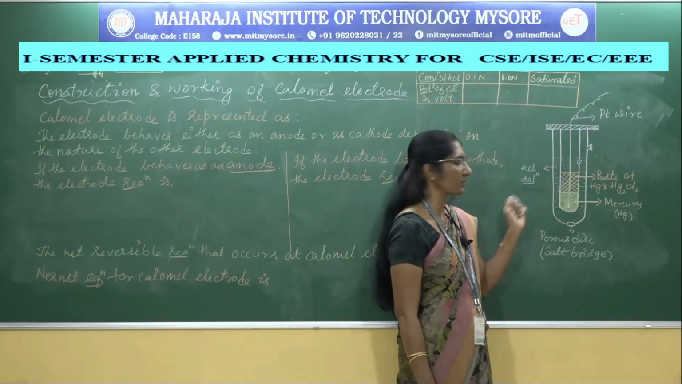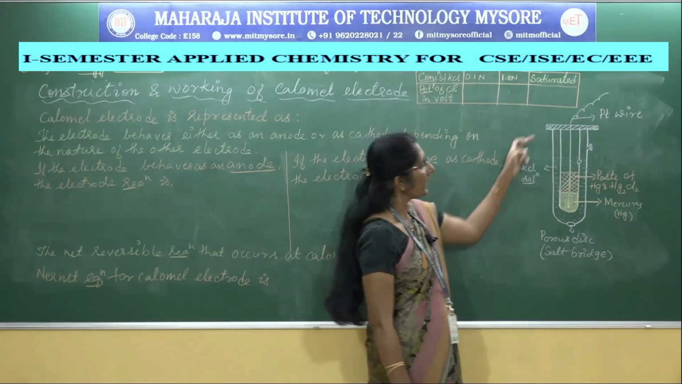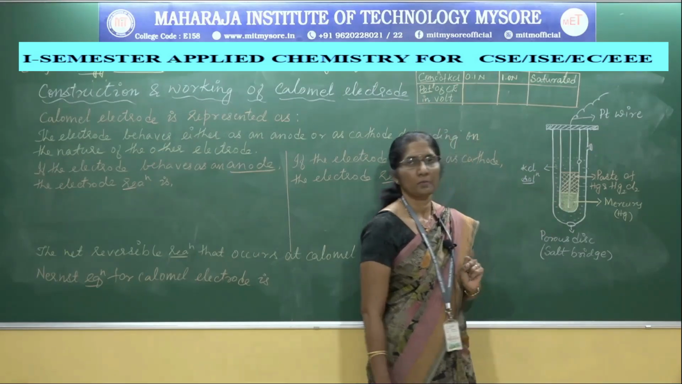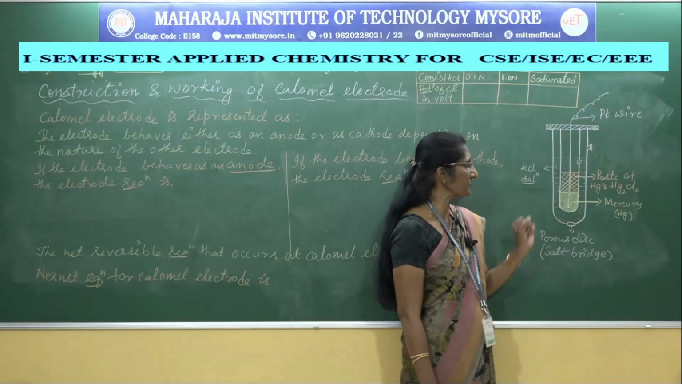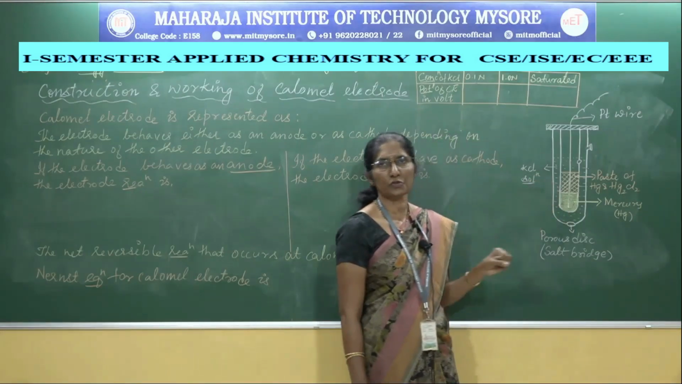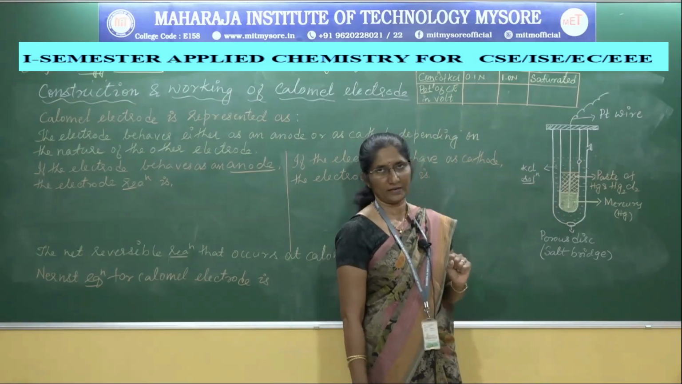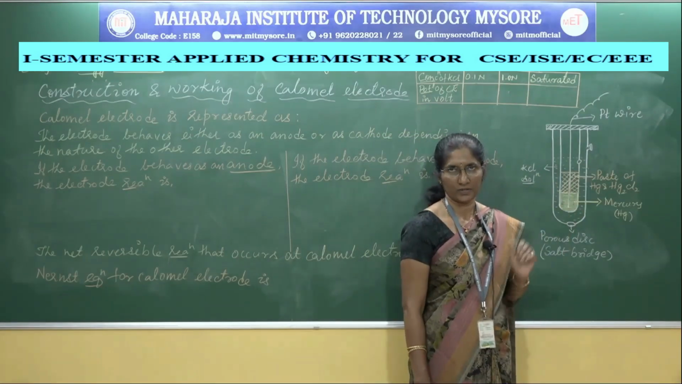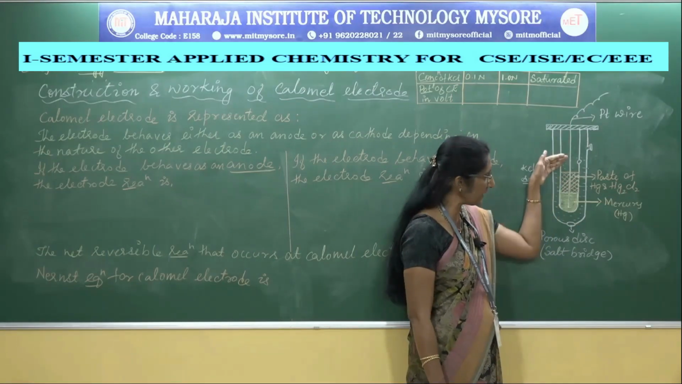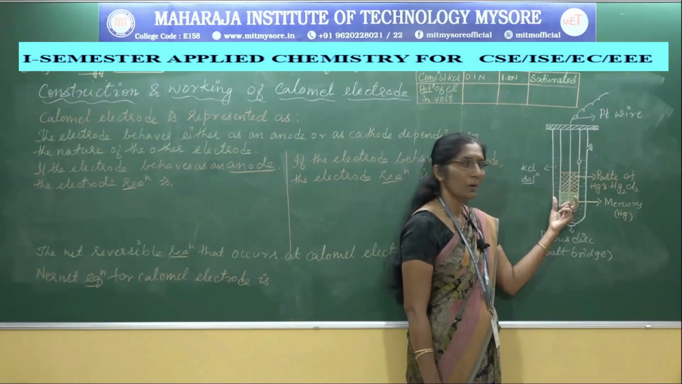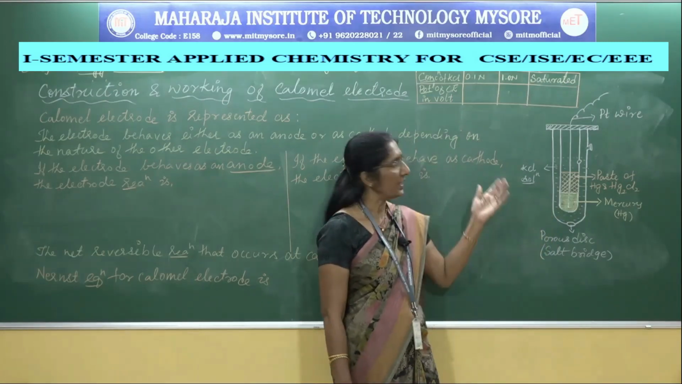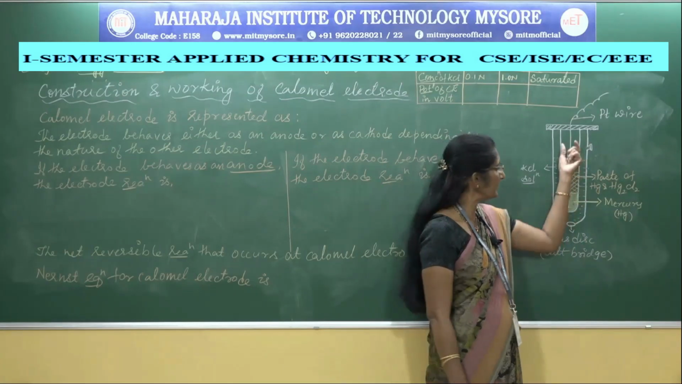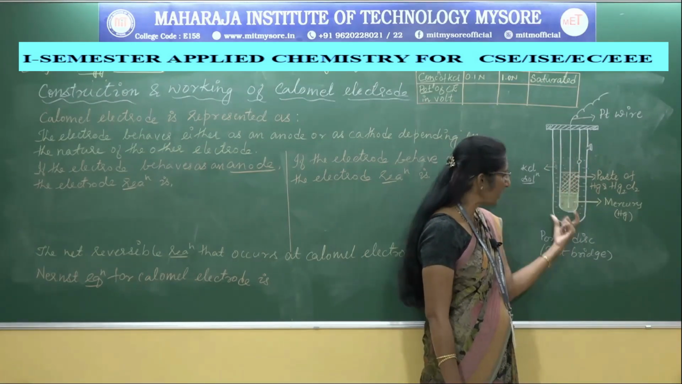Further, it is in contact with KCl solution. A platinum wire is placed in the mercury. The role of this platinum wire is to measure the potential of this electrode and also to provide electrical contact for the other electrode. That means the role of this platinum electrode is to measure the potential of this calomel electrode, and to couple this electrode with another electrode, and this is taken in an outer tube.